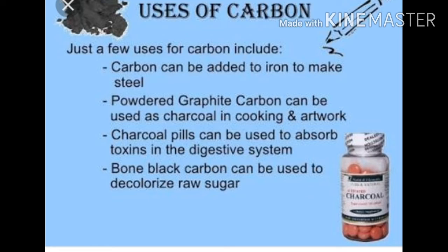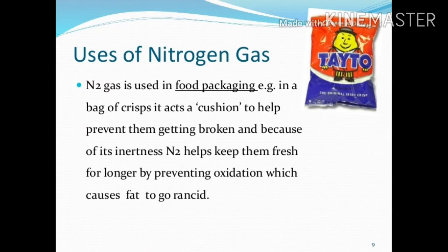Okay, so these all are the uses of carbon. The next one in front of you is nitrogen gas. Uses of nitrogen gas: we know the chips packet which we are eating. In that chips packet, which type of gas is stored? To preserve the chips, the most important gas is nitrogen gas. So nitrogen is used for food packing.